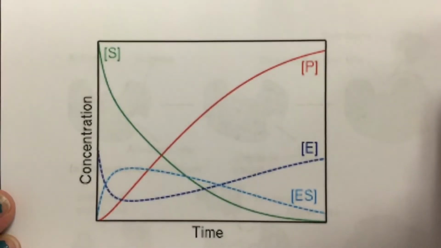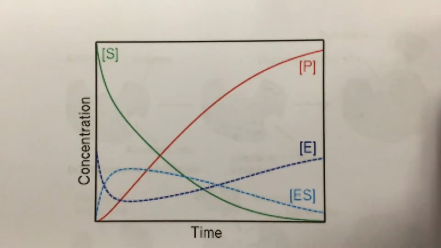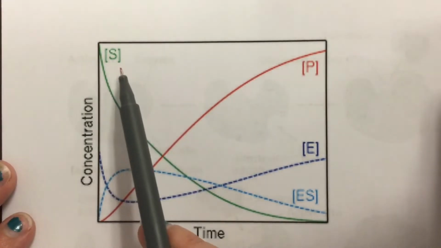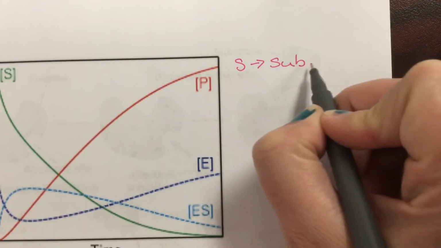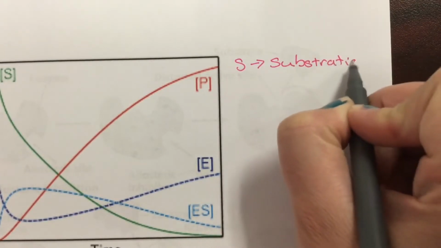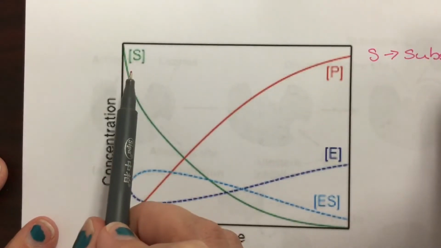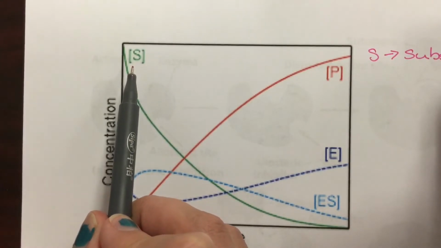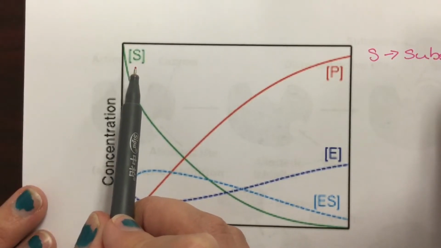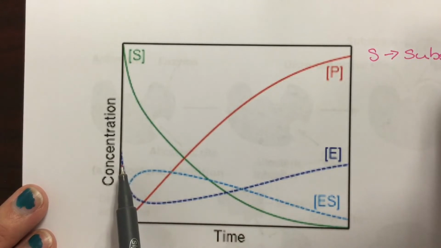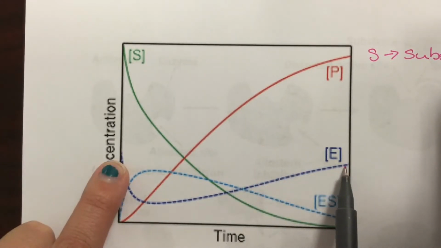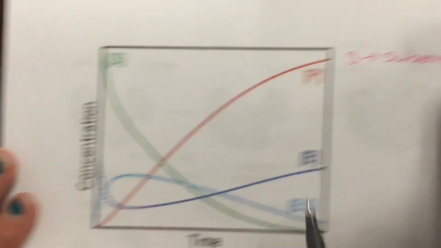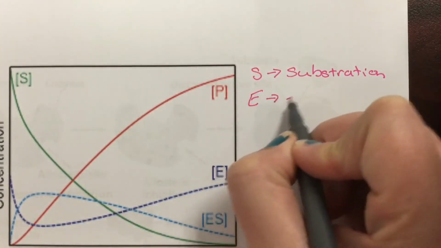So let's look at this graph here. You can see there's a couple different things on this graph. The S stands for substrate. So we're looking at concentrations of things. The substrate concentration at the beginning of the reaction is really, really high, right? Lots of substrate in our system. The enzyme concentration is somewhat high, and then it dips a little bit. We'll talk about why in a second. And then it returns to that exact same level because that enzyme is not used up in the reaction. So E is for enzyme.